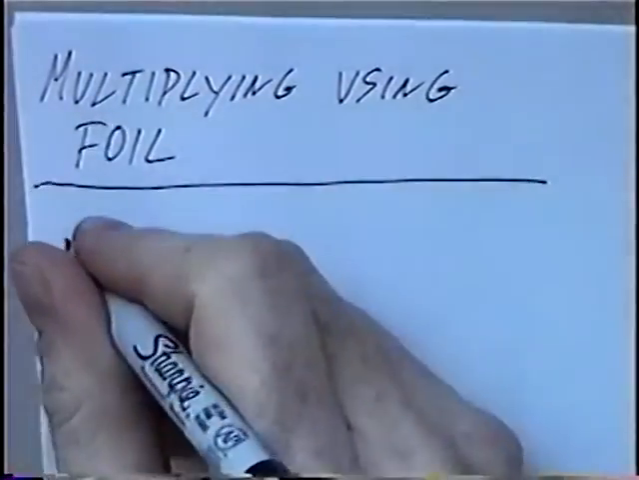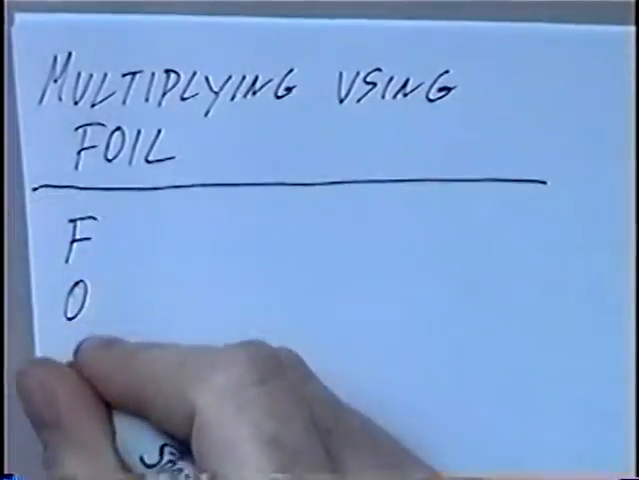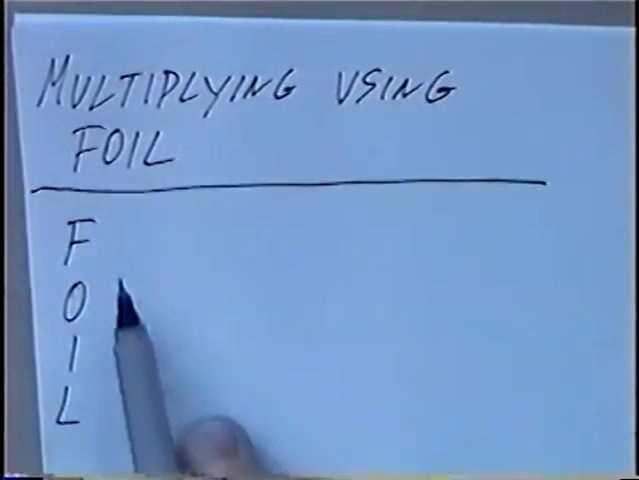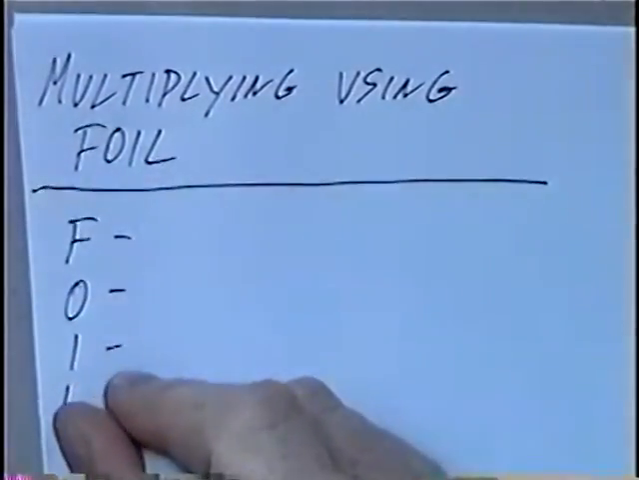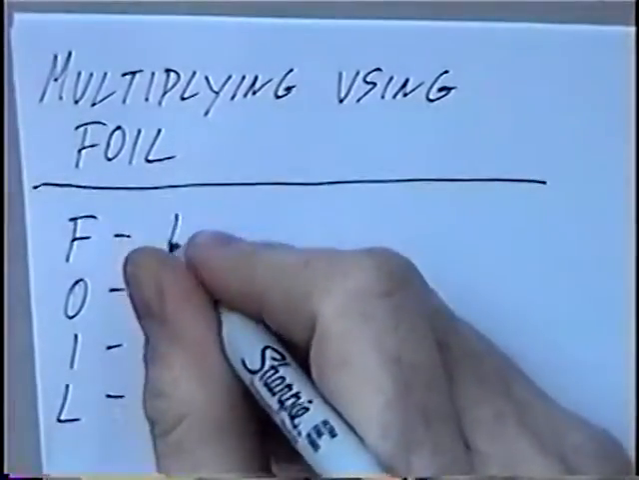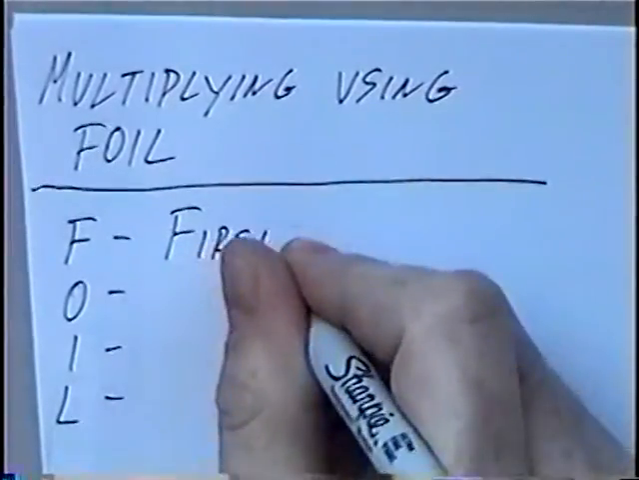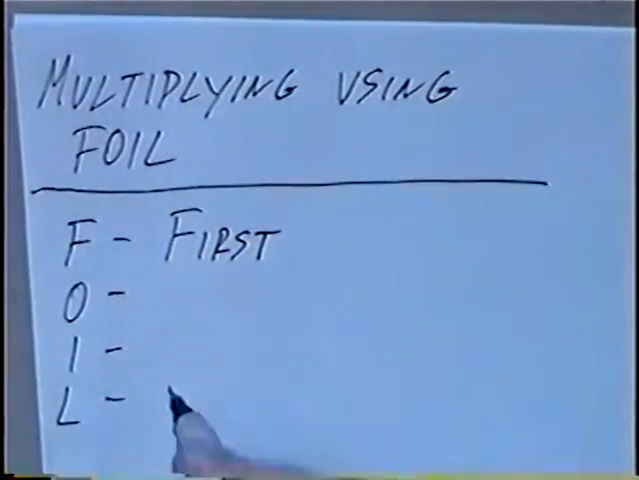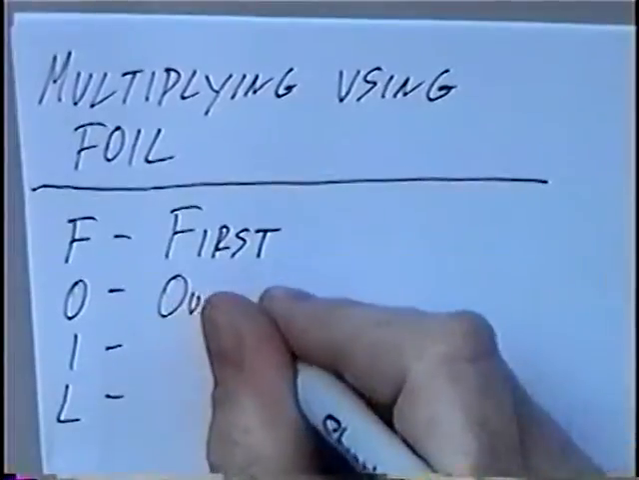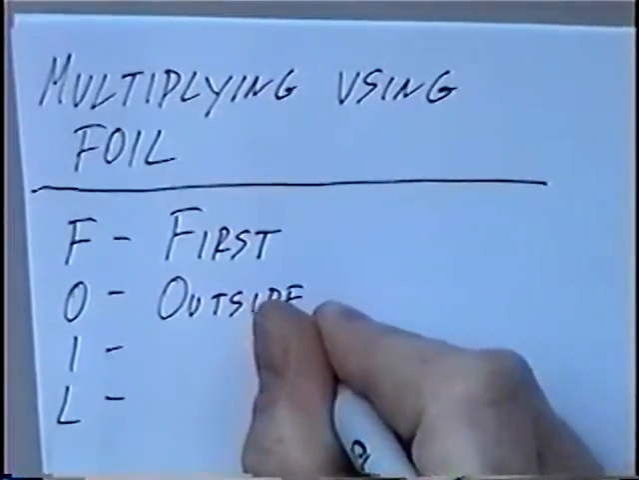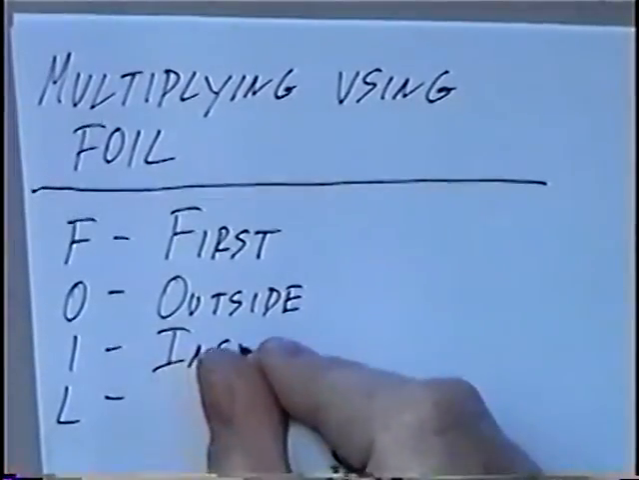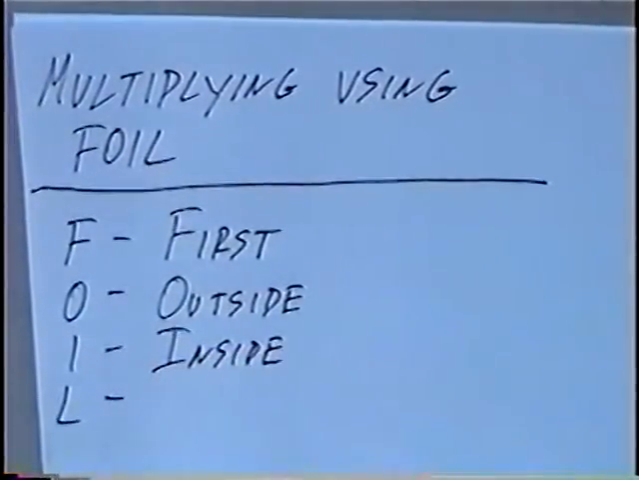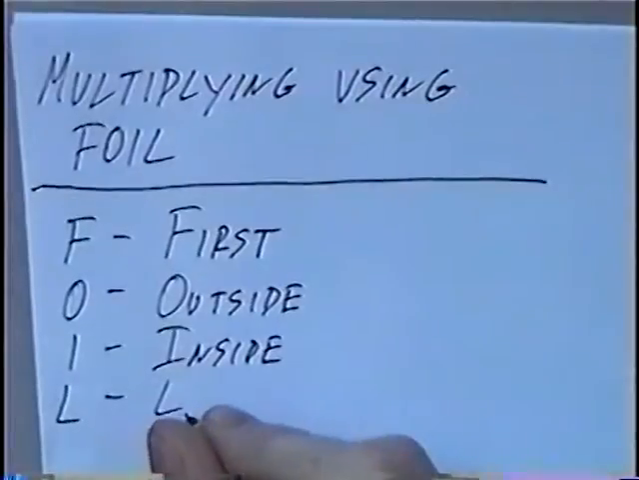FOIL is an acronym where each letter stands for a word. So we have 4 letters, F, O, I, and L. The F in FOIL stands for first. The O in FOIL stands for outside. The I in FOIL stands for inside. And the L in FOIL stands for last.